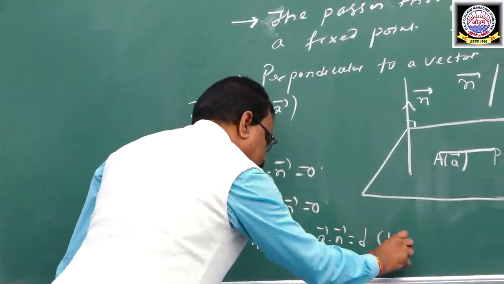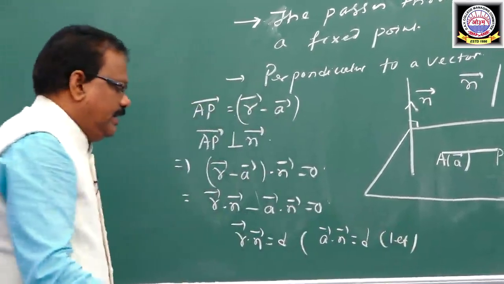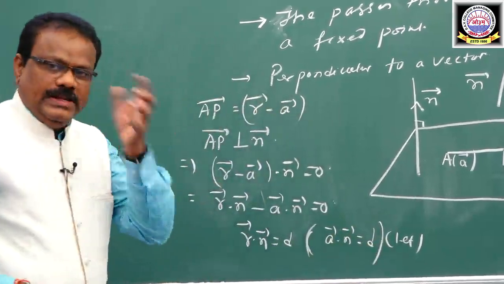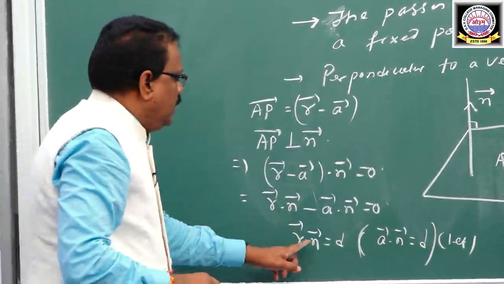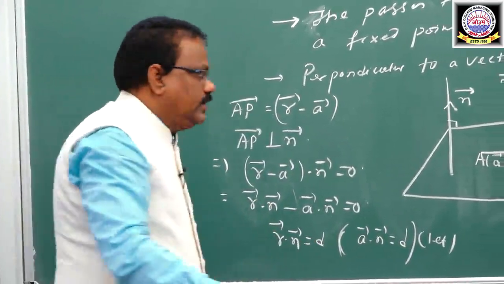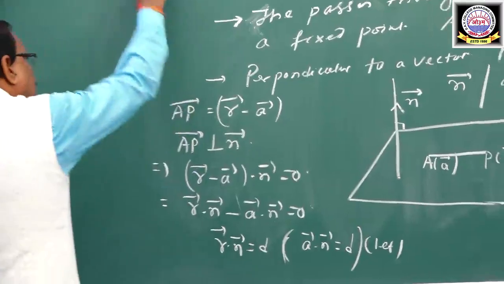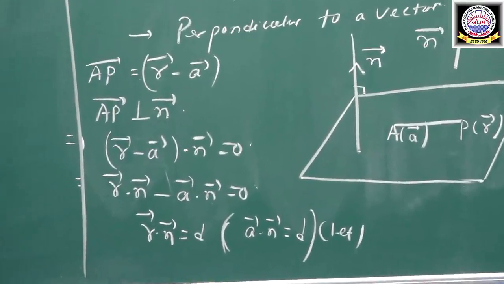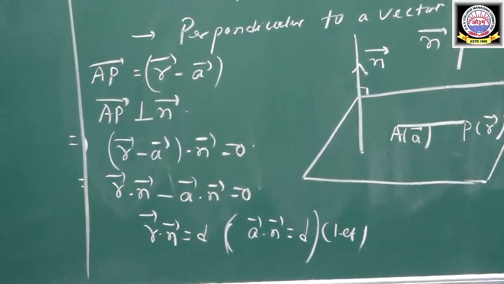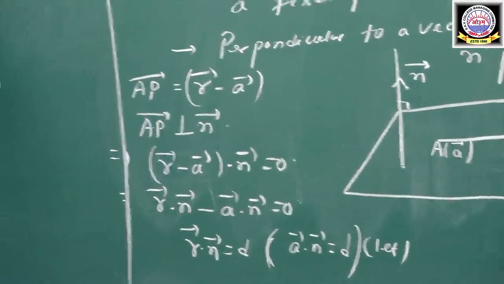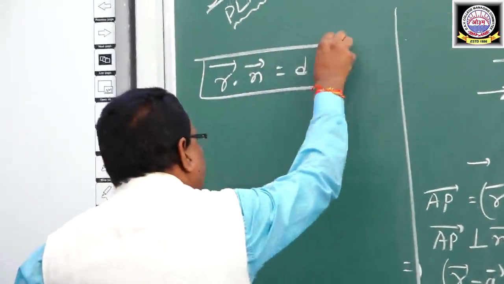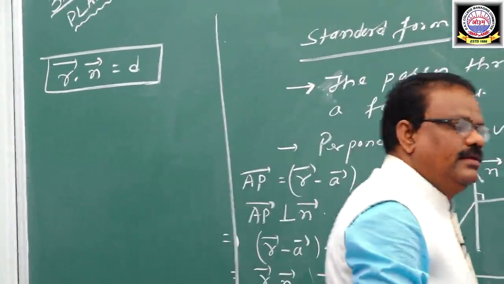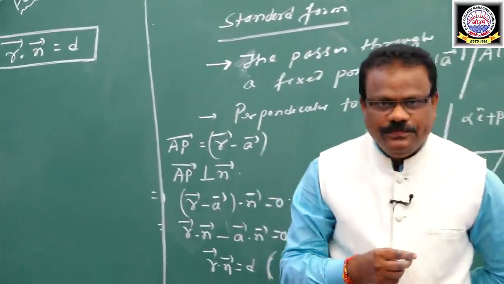Let means we are assuming, let a dot n be the scalar that is equal to d. So r dot n is equal to d. This is the standard equation of the plane. r dot n vector is equal to d. This is the standard equation of the plane in vector form.